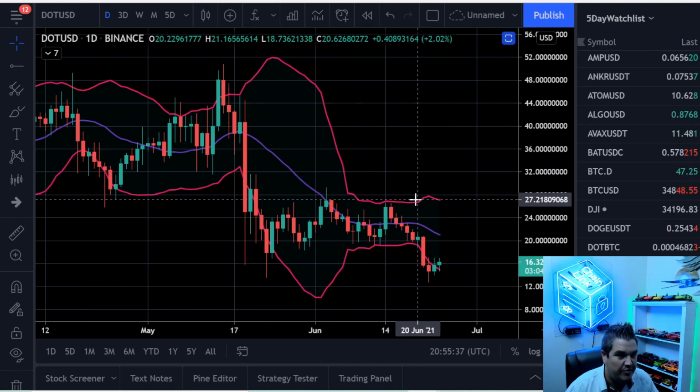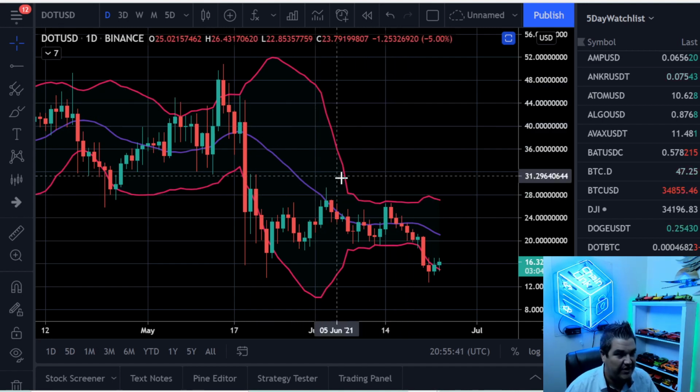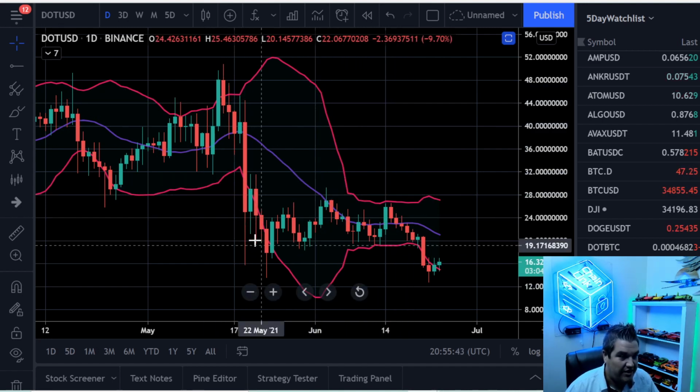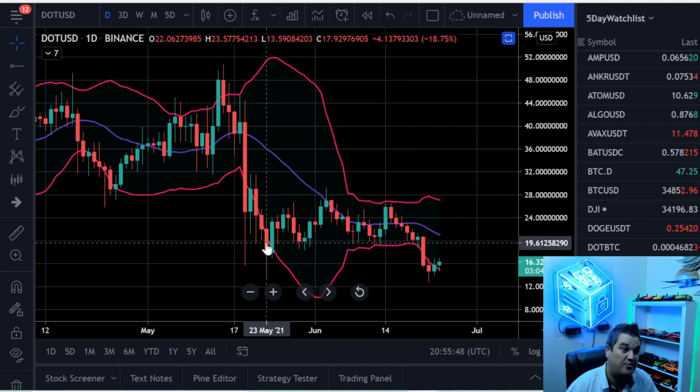Now, Bollinger Bands, if you're unfamiliar with them, 95% of your price action happens inside of these bands. So when you're outside of them, it's usually a good time to buy on the bottom. Not financial advice, but that's what I do personally.